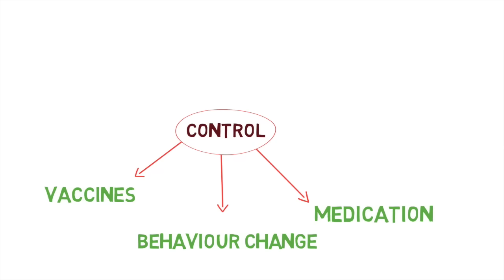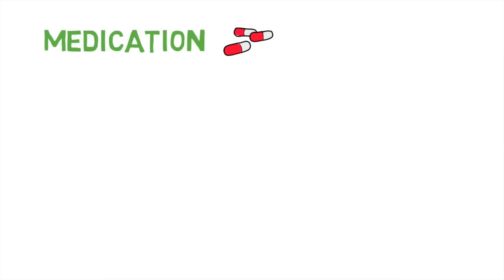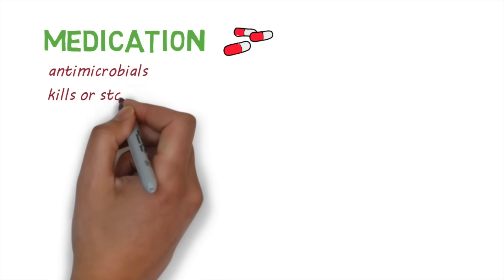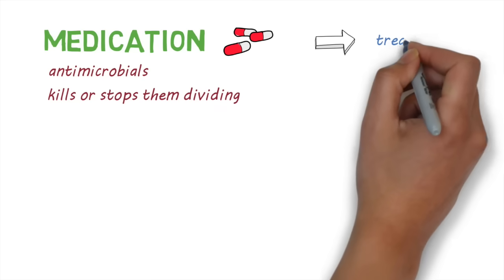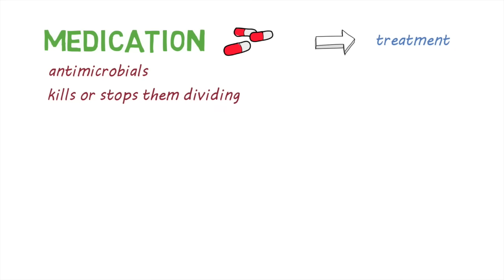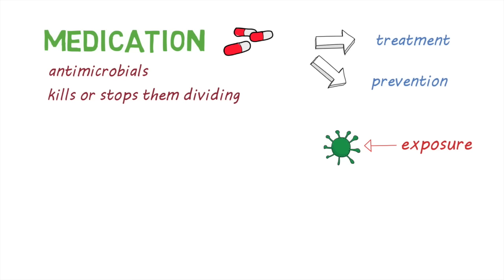Medication has been one of the mainstays of managing infectious diseases. Antimicrobial medication work by either killing the microorganisms or inhibiting their replication. They're not only used in treating diseases, but in some situations can also be used to prevent infections before or after being exposed to a disease, pre- and post-exposure prophylaxis.